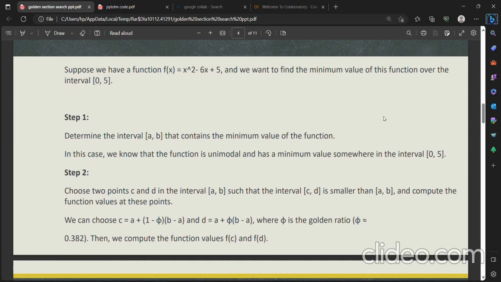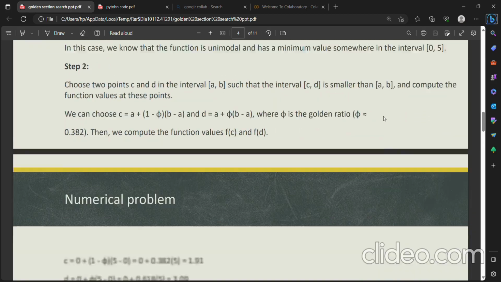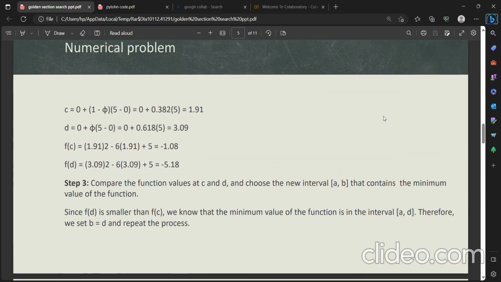So compute the function values at these points. We can find the c value as c = a + (1 - phi)(b - a), and d we can find like d = a + phi(b - a), where we all know that phi is the golden ratio and approximately it is equal to 0.328. And then we compute the function values f(c) and f(d). So we find the c value and d value, and f(c) and f(d). Step 3: compare the function values at c and d and choose the new interval [a, b] that contains the minimum value of the function. Since f(d) is smaller than f(c), we know that the minimum value of the function is in the interval [a, d].